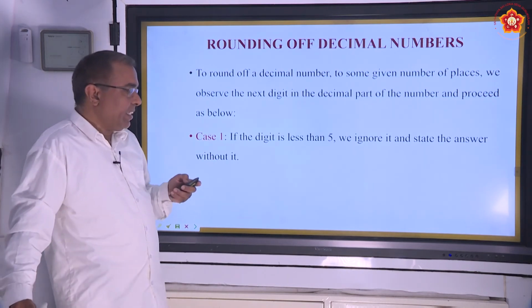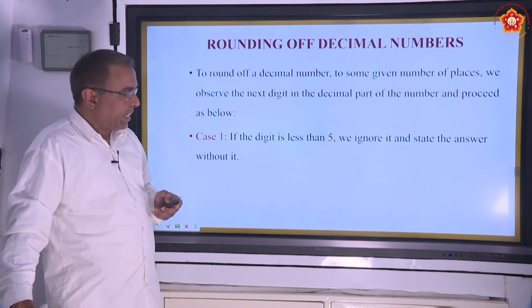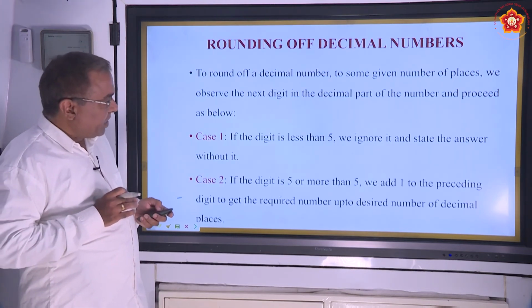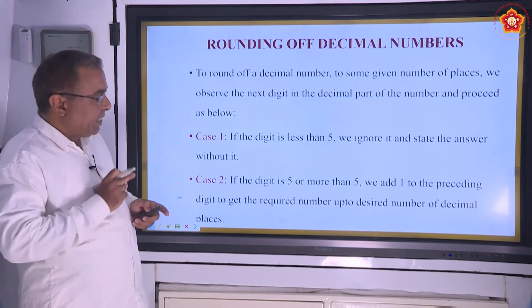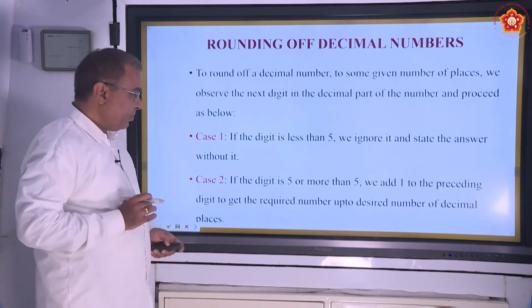Case 1: if the digit is less than 5, then we ignore it and state the answer like that only. In case 2, if the digit is 5 or more than 5, we add 1 to the preceding digit. We will do some examples so that you are clear with that.